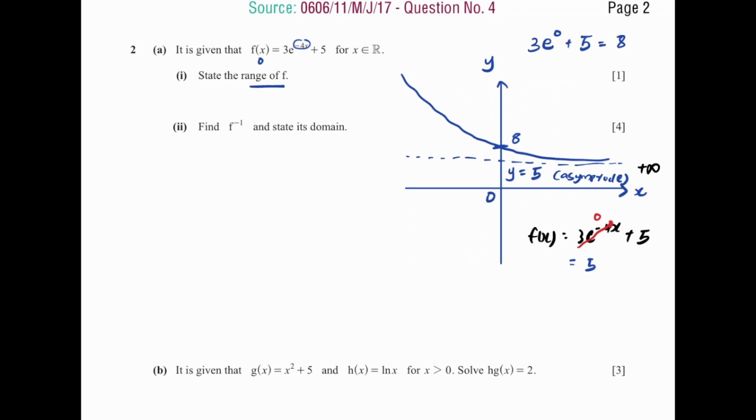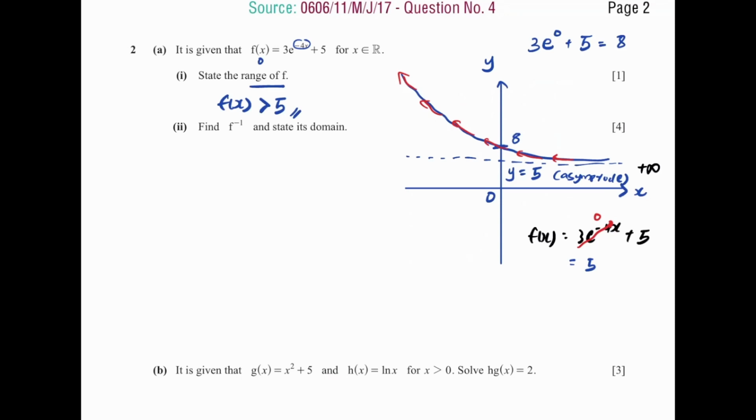For sure your graph will never touch the asymptote, so any function value would be above the asymptote value. Therefore f of x would be greater than 5. You cannot even put an equal sign, because the function will never touch the asymptote line. So f of x greater than 5 is the correct answer.